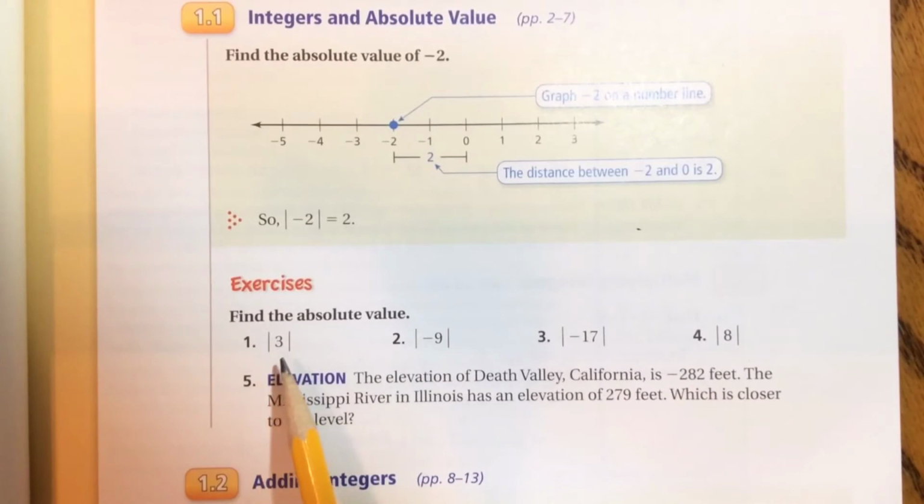So find the absolute value. The absolute value of 3 is 3. The absolute value of negative 9 is 9. The absolute value of negative 17 is 17. And the absolute value of 8 is 8. All of the absolute values were positive, notice, because you could not have a negative absolute value.